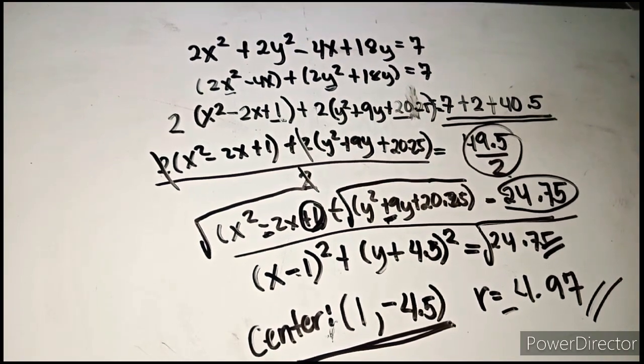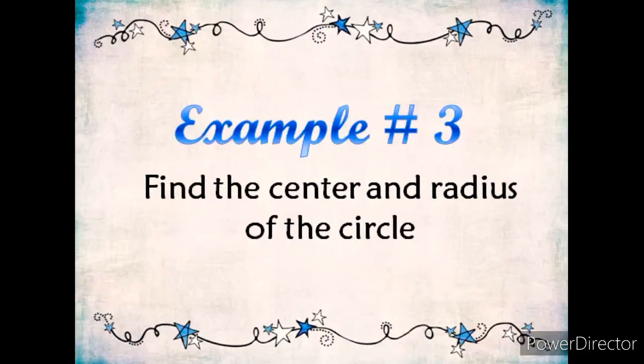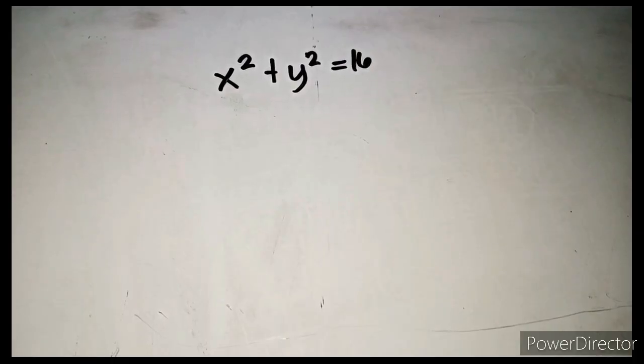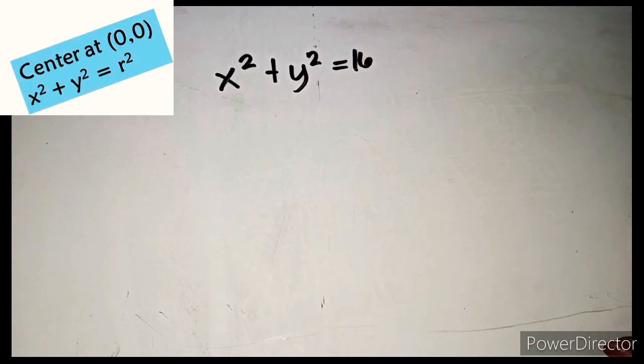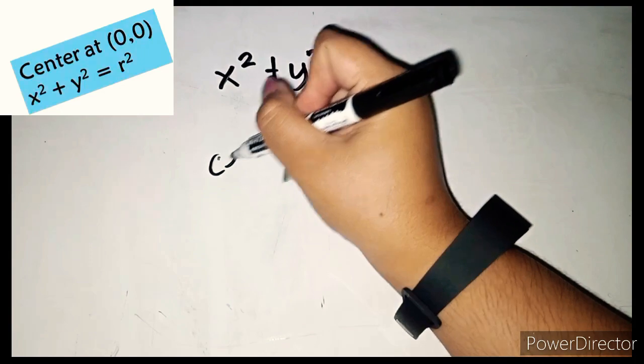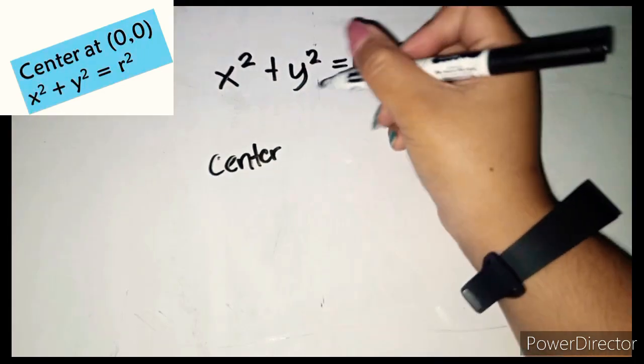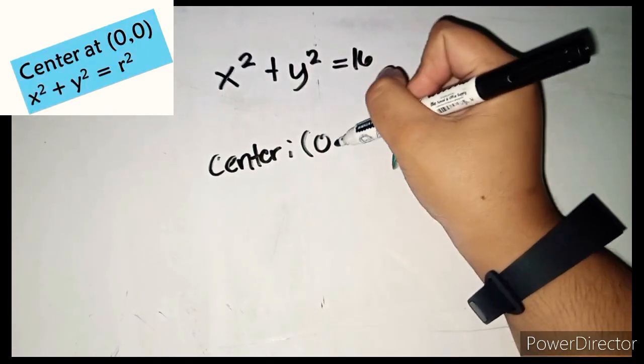Okay, so let's have another example. For example number 3, we need to find the center and the radius of the circle. We have x squared plus y squared is equal to 16. Okay? So, pagka ganito na po yung given natin, balikan natin yung ating standard form. Pagka ganito po, agad-agad ma-identify na natin si center. So, center natin ay 0, 0.